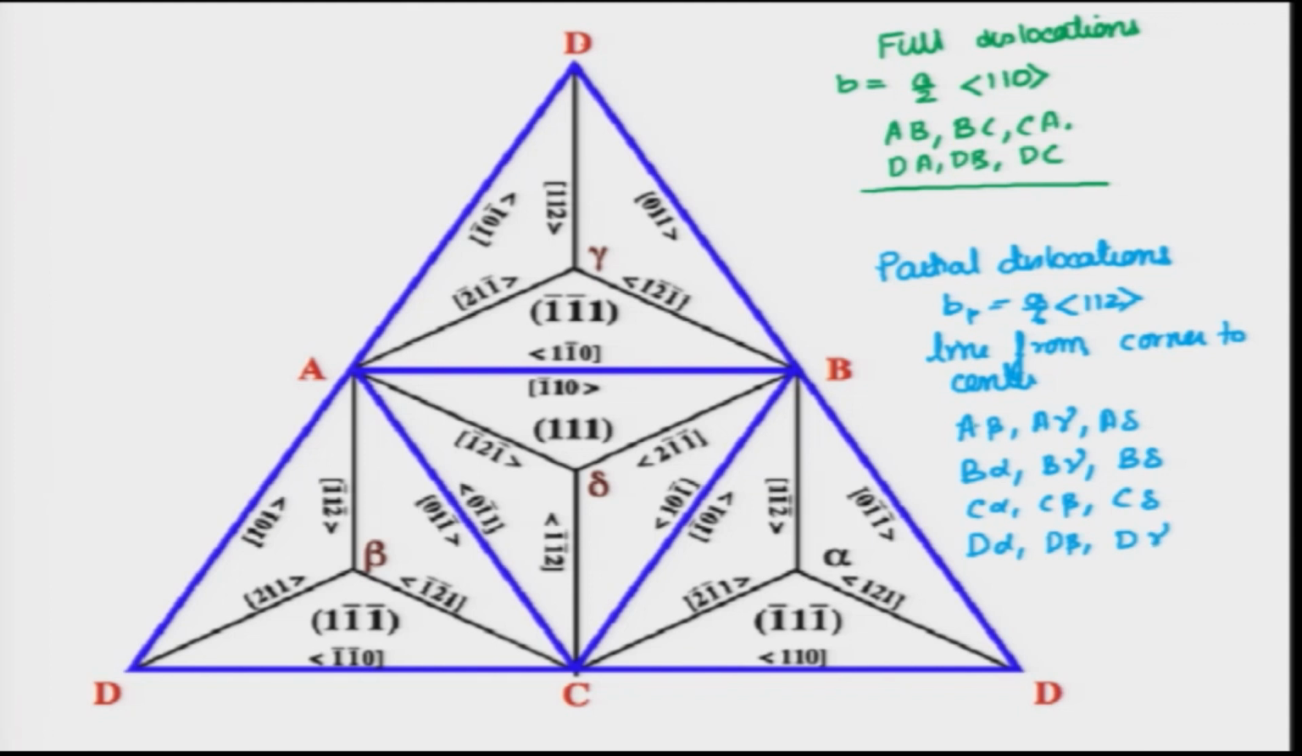So, what you see is that here A alpha is missing, here B beta is missing, here C gamma is missing and here D delta is missing. Okay. And when you look at it, these 4 vectors are actually very different in magnitude compared to these 12 that we have over here. So, these are a different set of vectors, we will come to that in a moment, and these are nothing but the partial dislocations, and they have the vector of the kind a by 6 1 1 2.